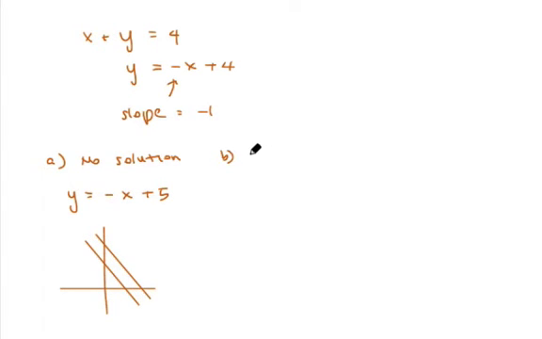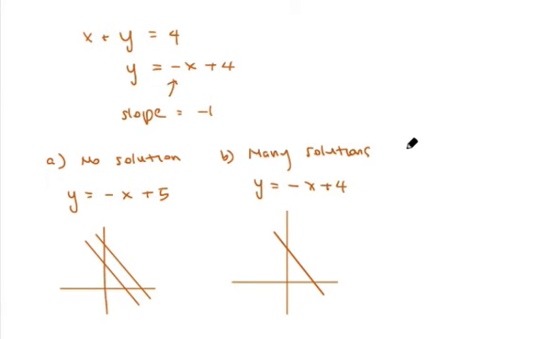Part B is asking for infinitely many solutions, and so this means that they are exactly the same line. So that means if y equals minus x plus 4 looks like this, the new line is right on top of that line. So there are many solutions, they're always intersecting. So they are exactly the same line, minus x plus 4.